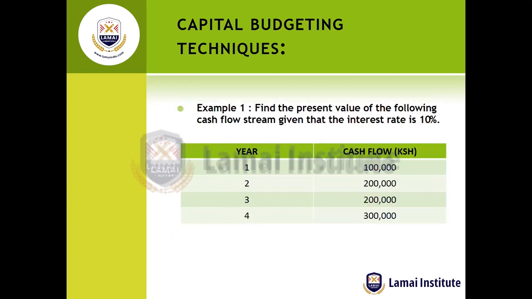So once you've noted it, then I want us to be able to use that formula to calculate the value for year 1. Remember, the value for year 1 will be, you will say, C there is 100,000. Then you will divide it by 1 plus 0.1 raised to power 1, because that is for year 1. For year 2, I would expect you to say 200,000 divided by 1 plus 0.1 raised to power 2, because this is the second year.